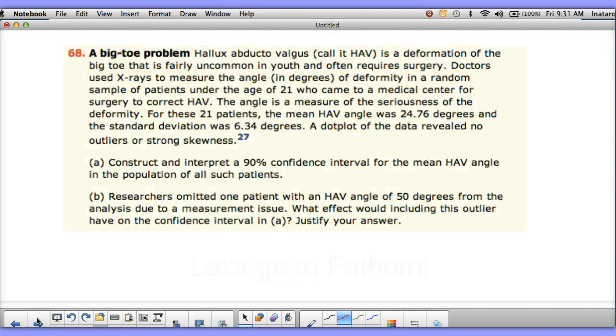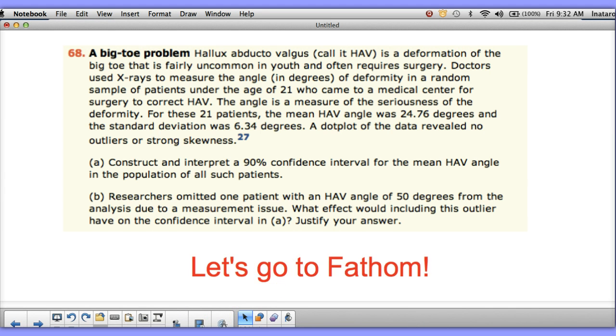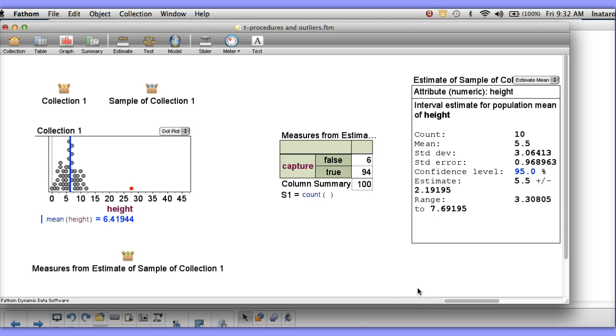And the second question that was submitted by Casey was to look at question 68 part B. How would having an outlier affect the confidence interval? For this one, we're going to go look at Fathom. This is similar to what I was showing you guys in class with robustness of t procedures, except now instead of my distribution being skewed, it has an outlier, and we can see that one outlier right here.